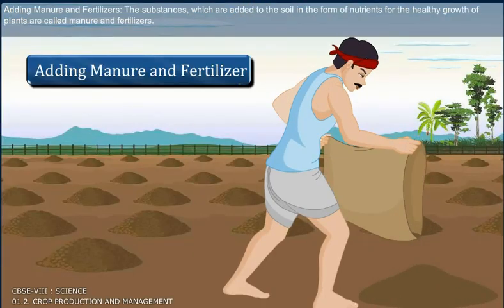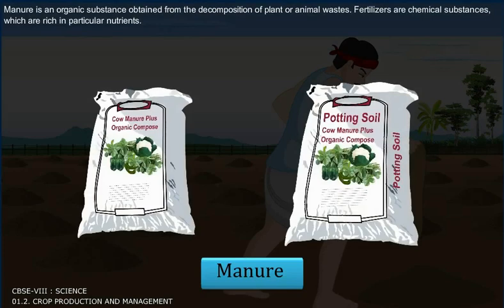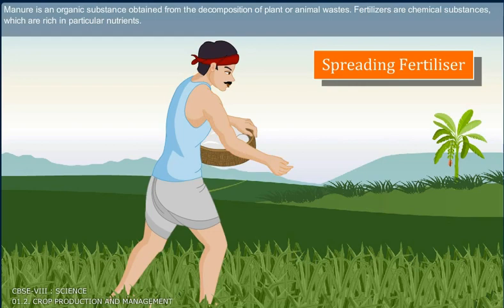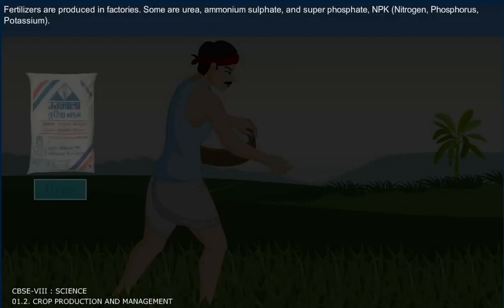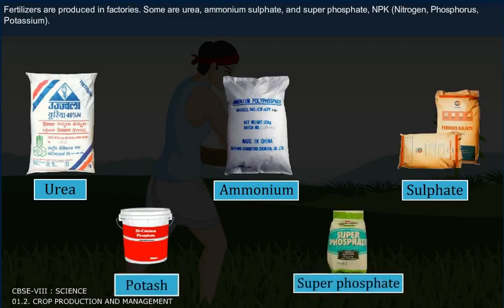Adding manure and fertilizers. The substances which are added to the soil in the form of nutrients for the healthy growth of plants are called manure and fertilizers. Manure is an organic substance obtained from the decomposition of plant or animal wastes. Fertilizers are chemical substances which are rich in particular nutrients. Fertilizers are produced in factories. Some are urea, ammonium sulfate and superphosphate, NPK: nitrogen, phosphorus, potassium.